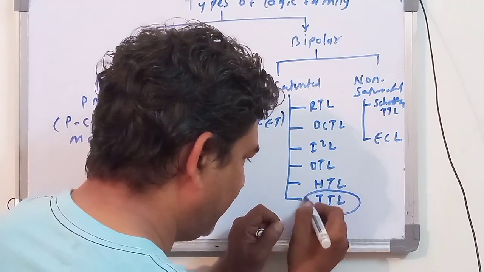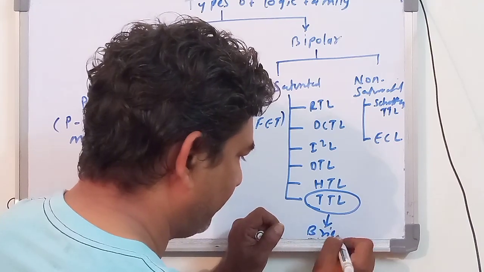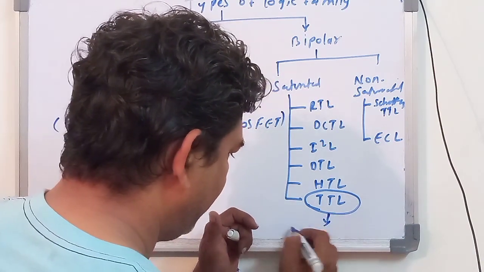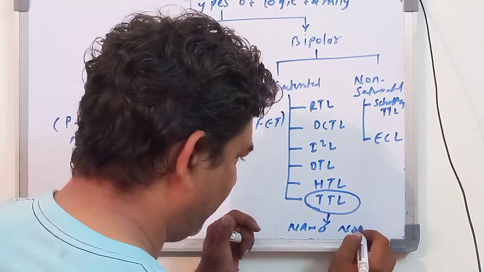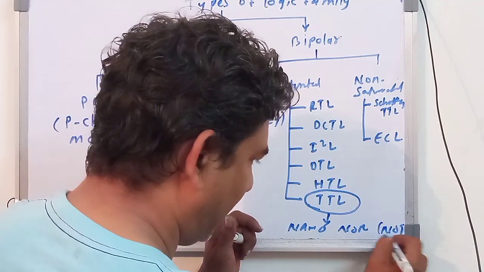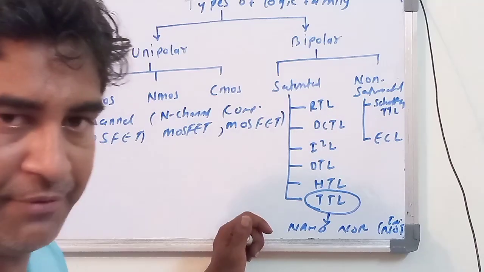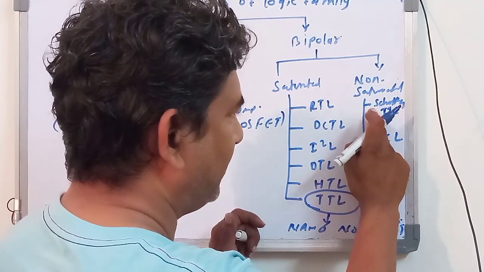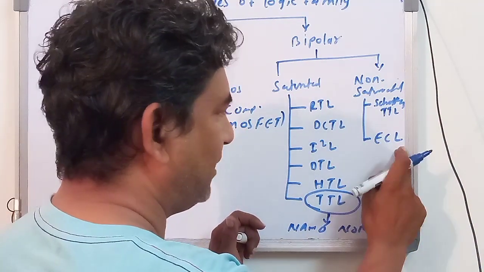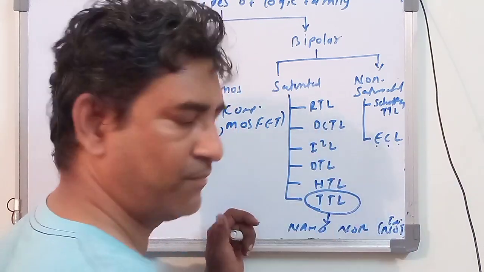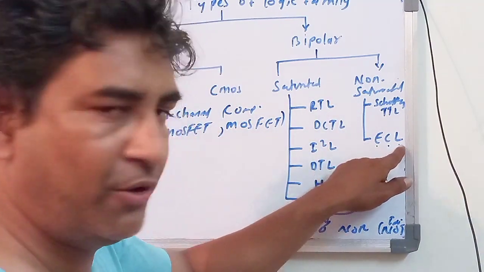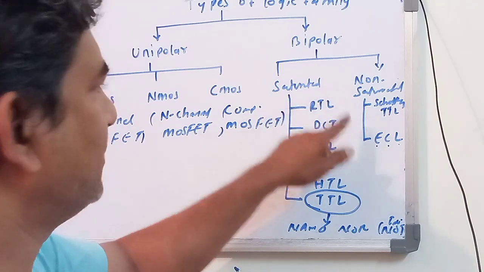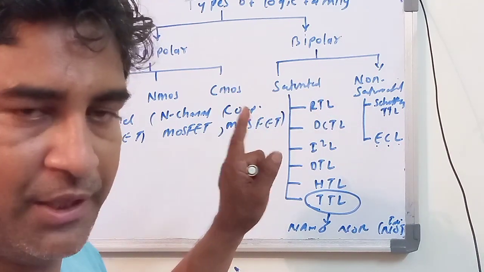So we have to study this TTL in brief. In this TTL you have to study the NAND, then NOR and the NOT, meaning inverter. Then comes the non-saturated part in the bipolar. The first topic is Schottky TTL, and the second topic is ECL, that is emitter coupled logic. So from this whole part you will be able to design your answer. It is very simple.